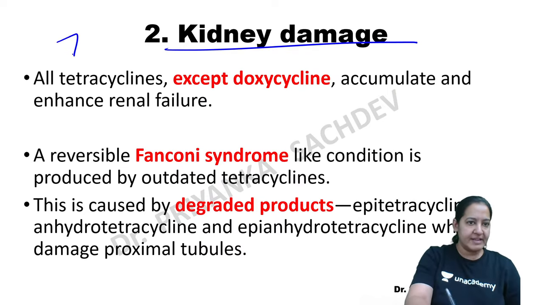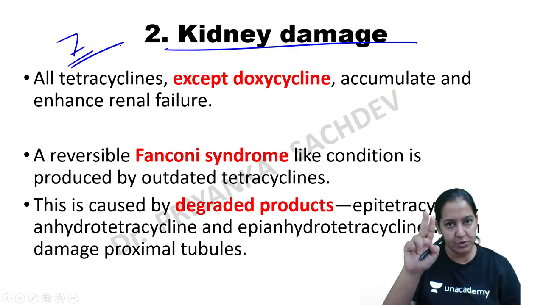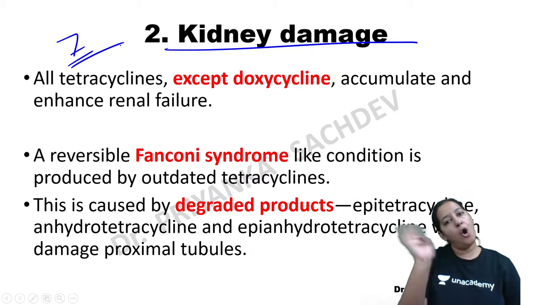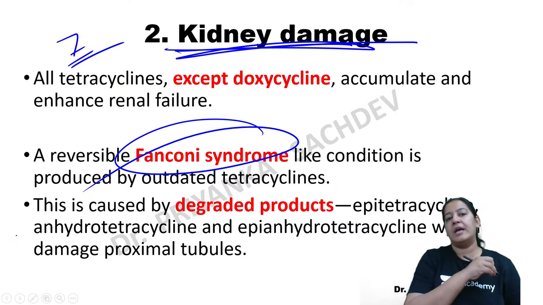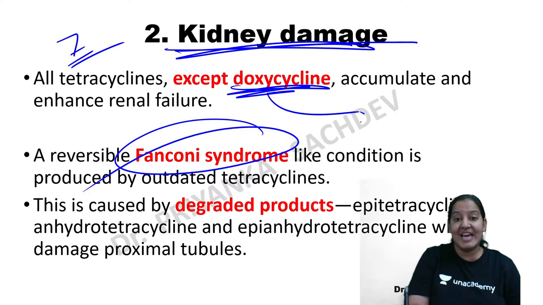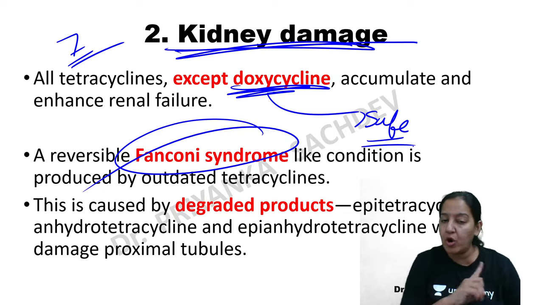For tetracycline, there are 7 tetracyclines. You know the names? Class 1, class 2, class 3. I guess you know the 7 names. All of them cause kidney damage. All of them cause Fanconi syndrome in the kidney. But only doxycycline is safe. It does not cause kidney damage.